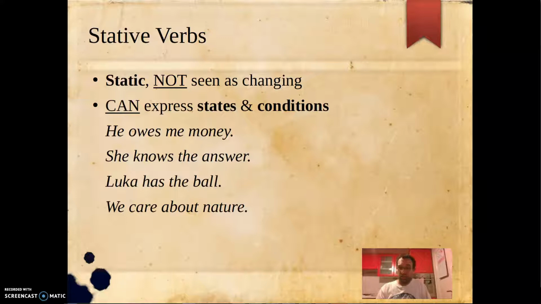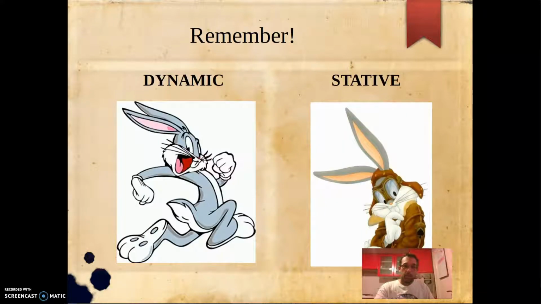She knows the answer. She doesn't know. Luca has the ball. At that moment, he has the ball. We care about nature. This is, let's say, long term. But all of these are seen as static, okay? As something which is either so now or not so now.